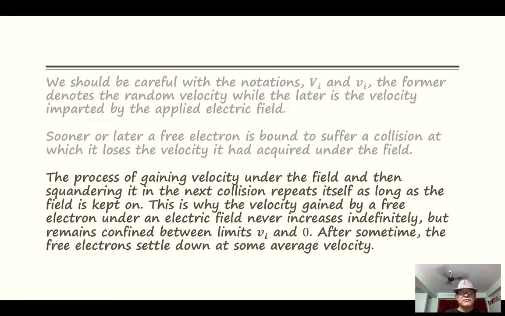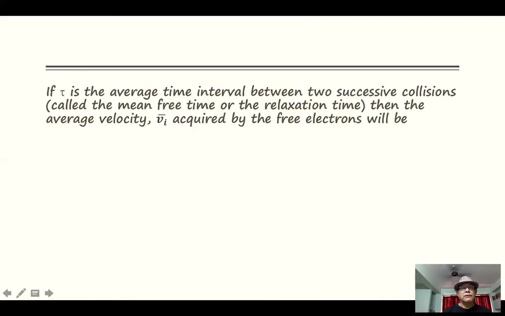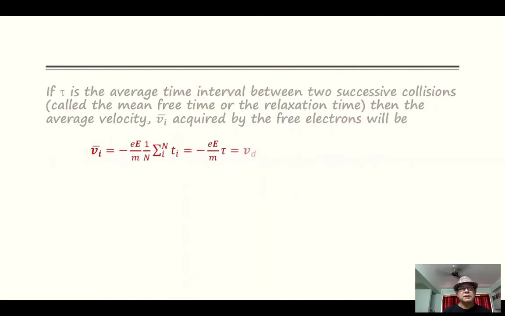After some time, the free electrons settle down at some average velocity. If tau is the average time interval between two successive collisions, the time interval is called the mean free time or the relaxation time, then the average velocity v_i bar acquired by the free electrons will be equal to minus e into E divided by m into 1 by n summation from i to n t_i equal to minus e into E divided by m multiplied by tau equal to v subscript D.